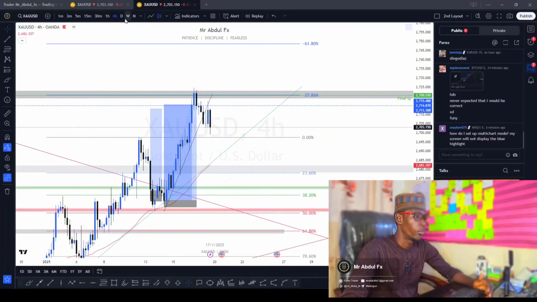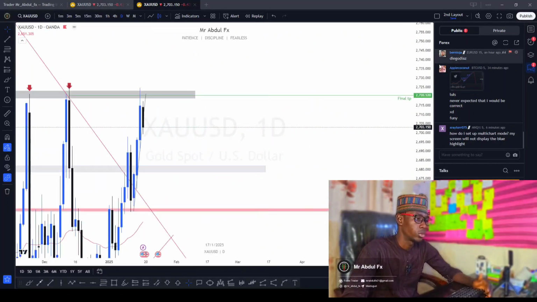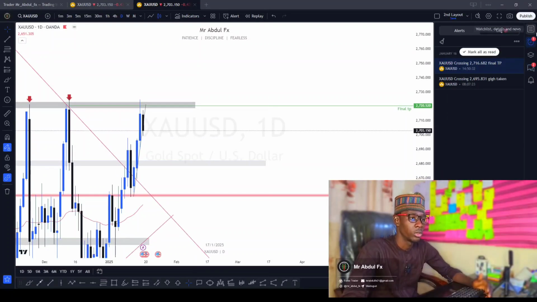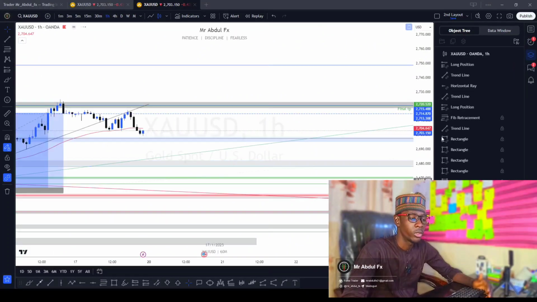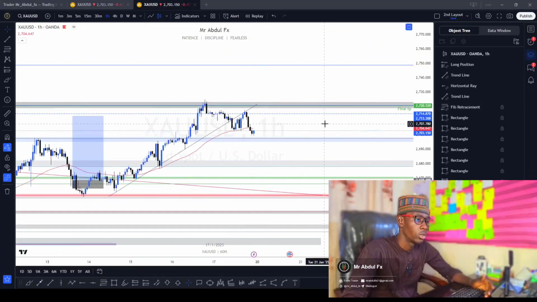So from the daily time frame, look, first of all, I will go to my object tree and I will delete this risk reward thing, and I will explain why I have executed these trades. Delete and delete.